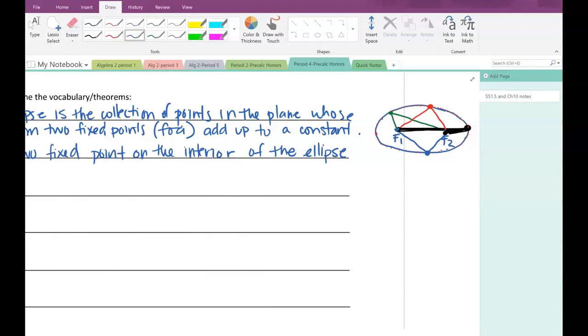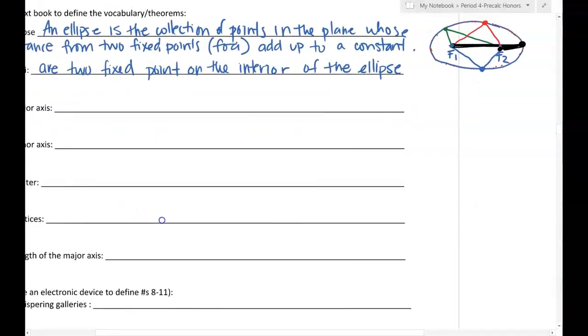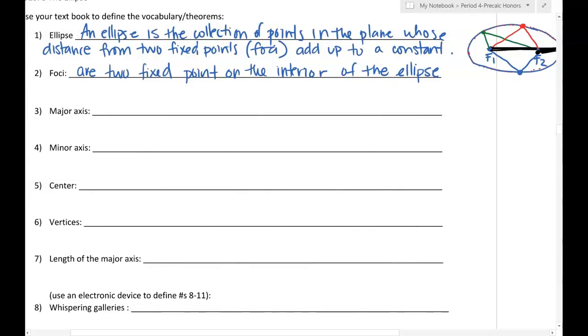So that's what it means to be an ellipse. Okay, so that's the definition of the ellipse, with the two fixed points, which are called foci. If you take the distance from the two foci to any point on the ellipse, and you add them up, they should give you the same constant.